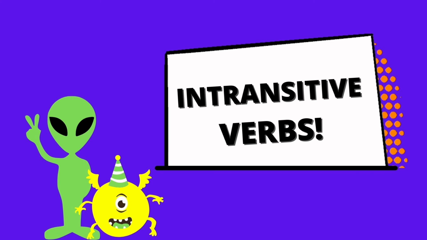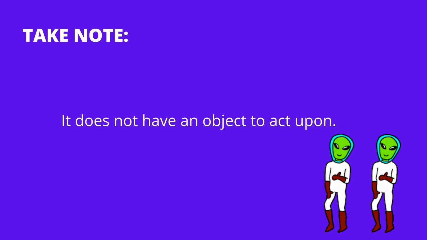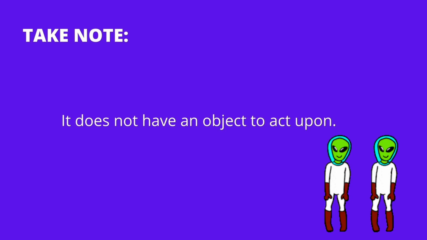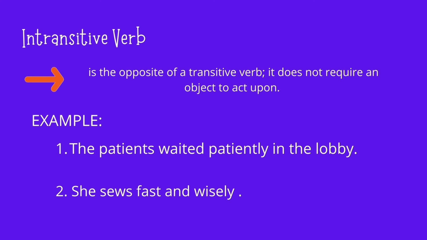Now, let's talk all about intransitive verbs. Take note, an intransitive verb does not require an object to act upon. And they are the opposites of a transitive verb. So here are some examples of intransitive verbs. The patient waited patiently in the lobby. The subject is the patient, and we have the verb waited. In this sentence, we don't have an object. That's why we call it an intransitive verb.